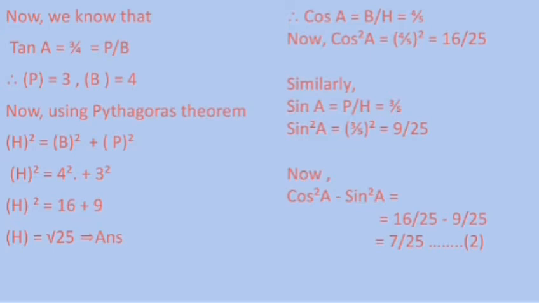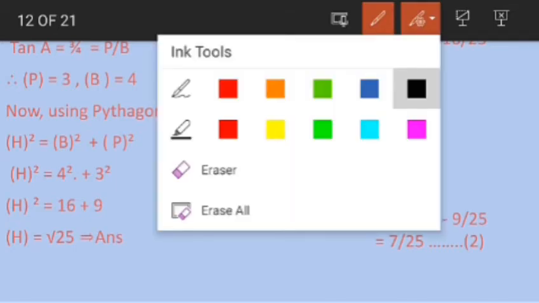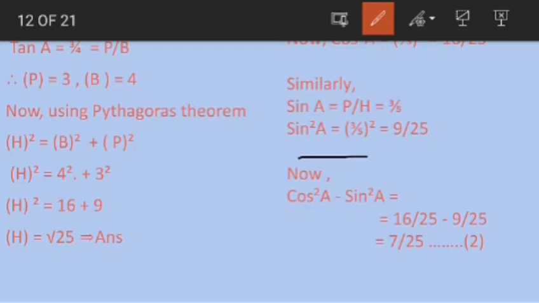Similarly cos square A is going to be cos A into cos A, or you can say the square of 4 by 5. So the square of 4 by 5 is going to be 16 by 25. Similarly we calculate sin A, that is perpendicular upon hypotenuse. Sin A is going to be 3 by 5, so sin square A equals 9 by 25.